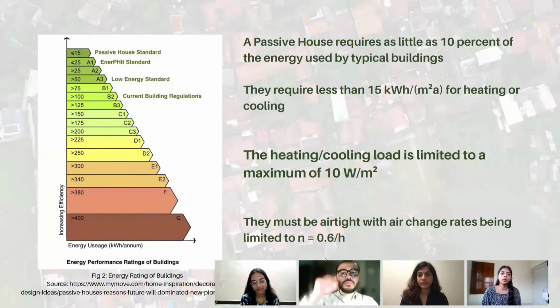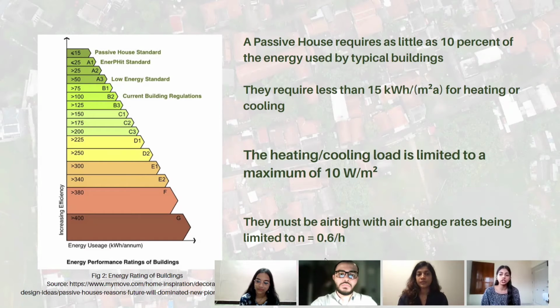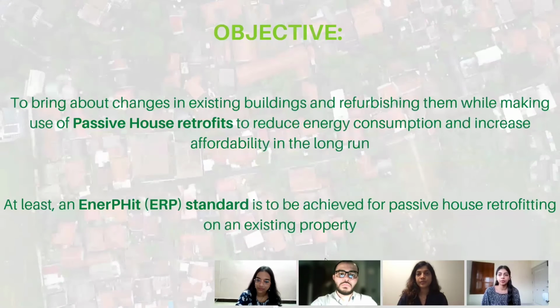Up to a maximum of 15 kilowatt hours per square meter per annum is used by heating or cooling requirements. The heating or cooling load is limited to a maximum of 10 watts per square meter, and airtightness is ensured by maintaining the air circulation rate at 0.6 per hour.